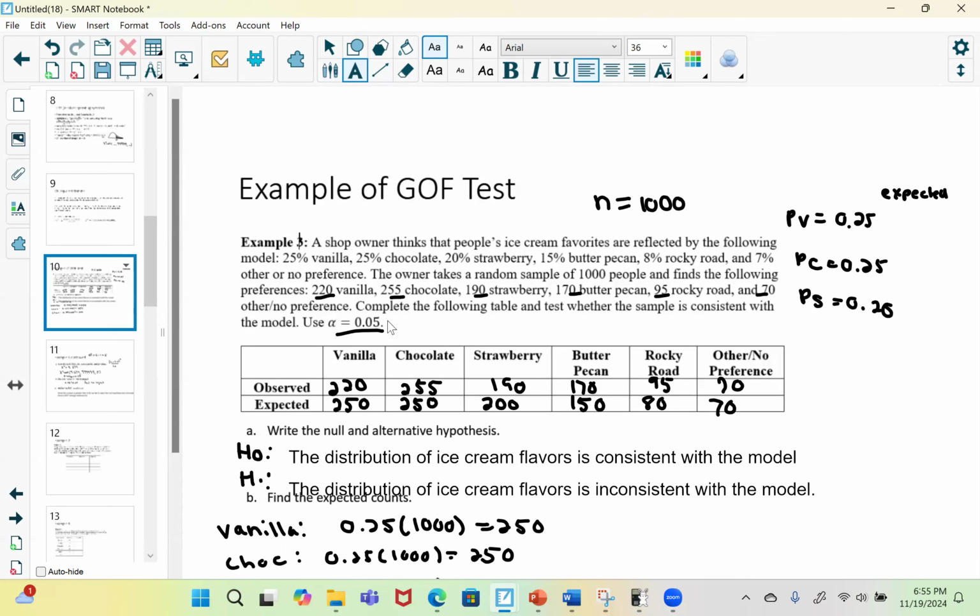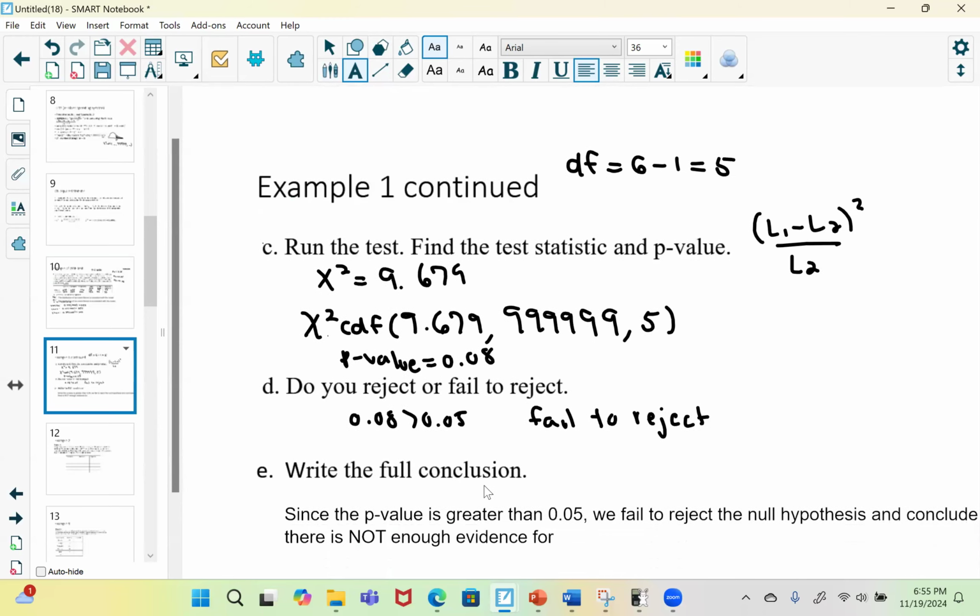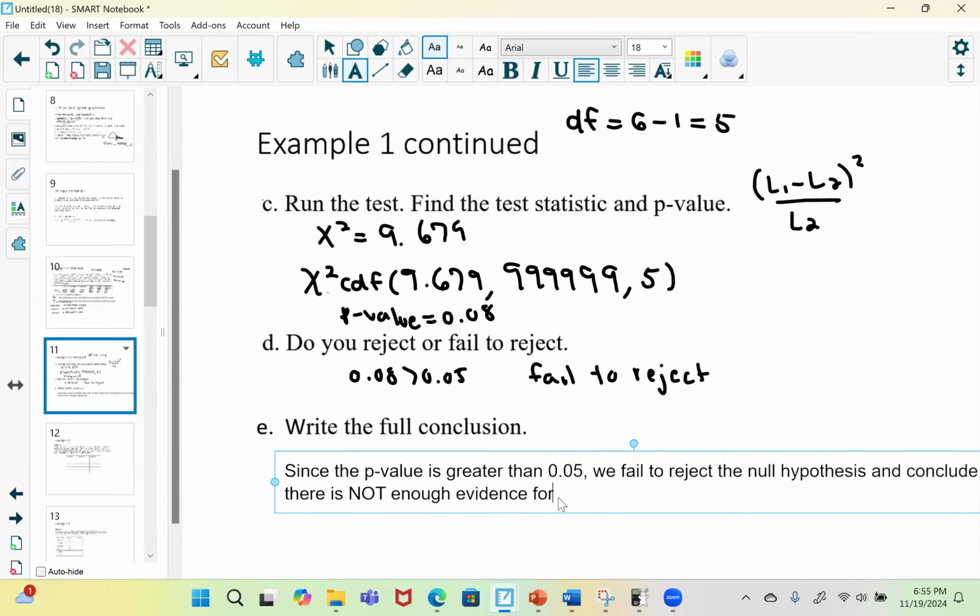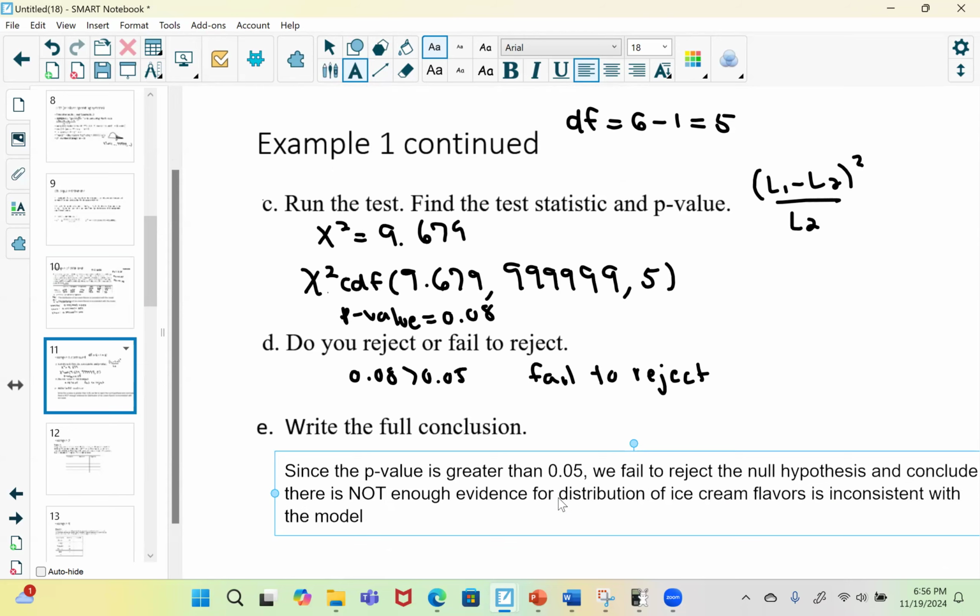It's not necessarily the question from the problem like we did before. It's whatever the alternative is. So it's not enough evidence for the distribution of ice cream flavors to be inconsistent with the model. And that is our alternative.